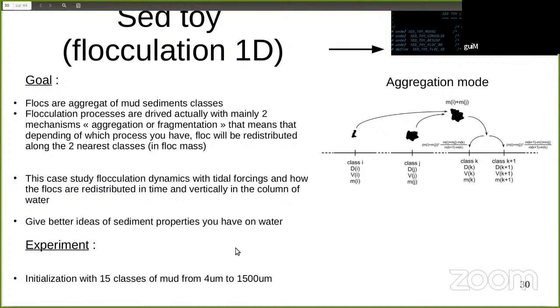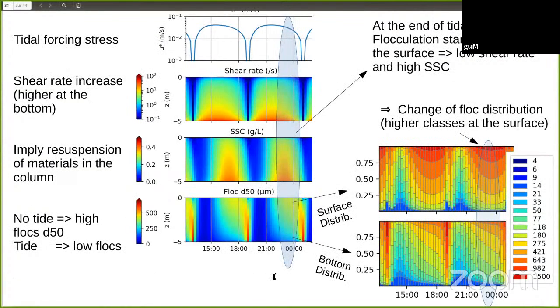So to initialize it, we are using 15 classes of mud from 4 micrometers to 500 micrometers. And what happens? On the top here, you can see the shear stress over time. You can see the shear stress like the tidal forcing stress.